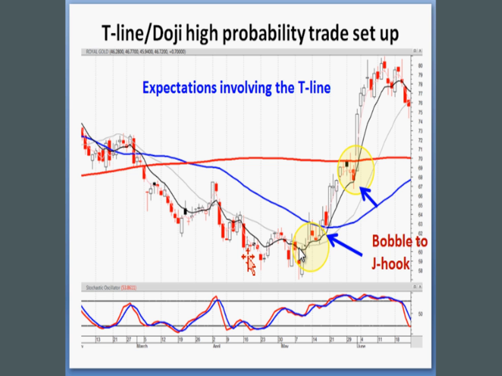So again, here's what a J-hook pattern looks like. A J-hook looks like a little hook where it comes up, pulls back, doesn't close below the T line, hooks back up and comes up to the next place, does that bobble again, and when it comes up through this level, there's your next J-hook pattern. So there's expectations with the T line. Very simply, you stay long as it doesn't close below the T line, and if you hit a resistance level, take profits and see what it does at the T line.